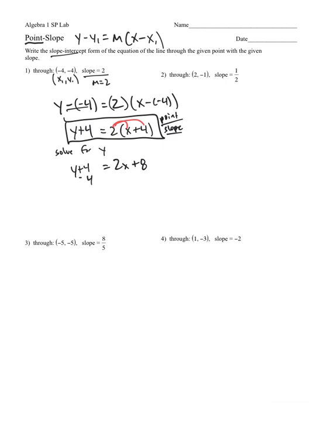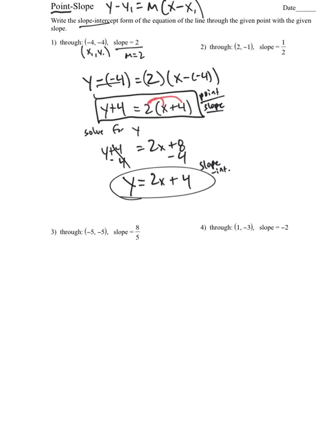Now we'll subtract 4. We get y equals 2x plus 8 minus 4, which is 4. So that is our equation in slope intercept form. Okay. Guys, I kind of skipped number 2, so let's just go on down to number 3.